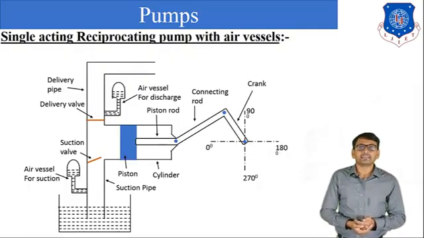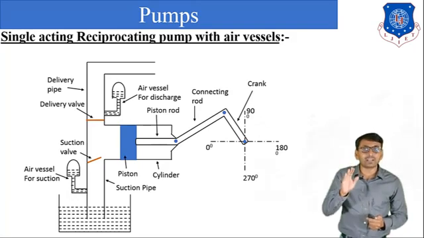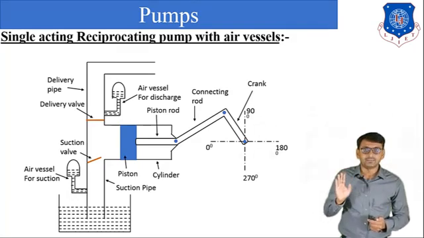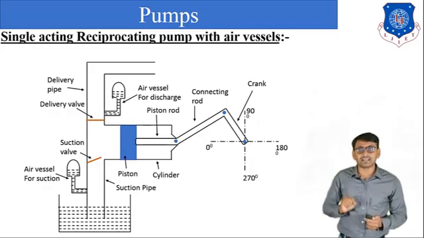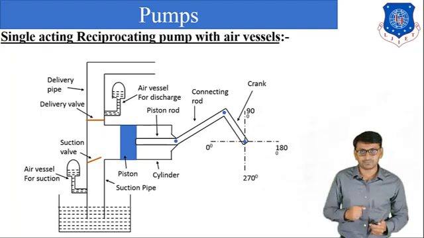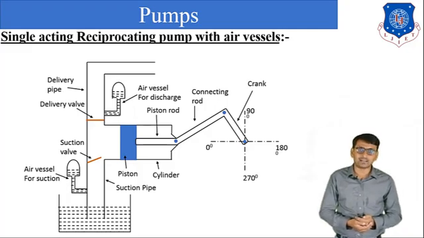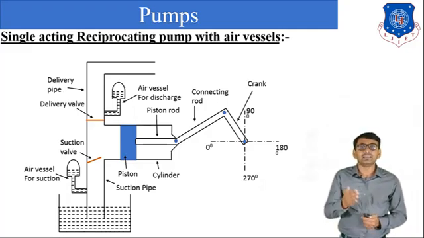Now we discuss the single acting reciprocating pump with air vessel. This is the diagram of a single acting reciprocating pump with air vessel. There are two air vessels in this diagram. One air vessel is attached to the suction pipe and the second air vessel is attached to the discharge pipe. The remaining elements are the same: piston, cylinder, connecting rod, crank, piston rod, suction pipe, delivery pipe, suction valve, delivery valve, etc. 0, 90, 180, 270 are the rotation positions of the crank.